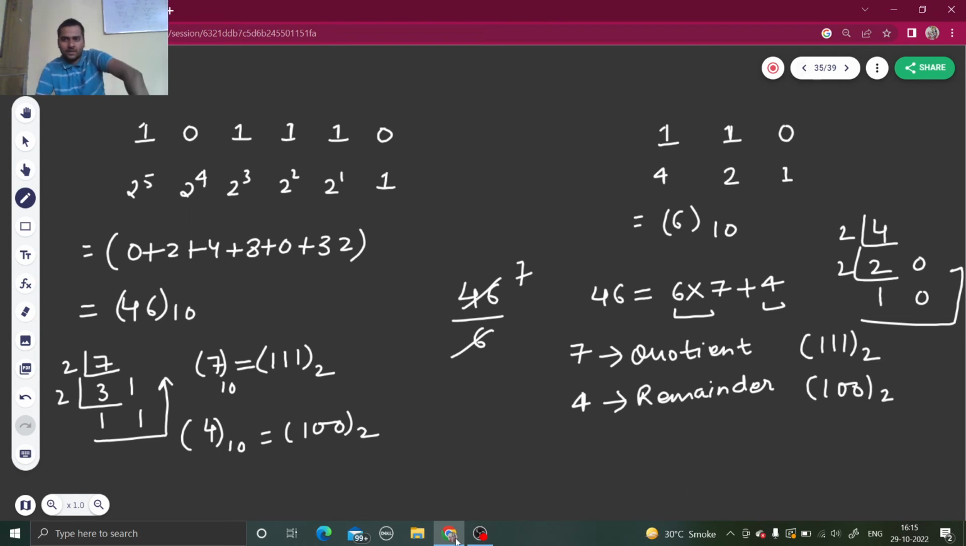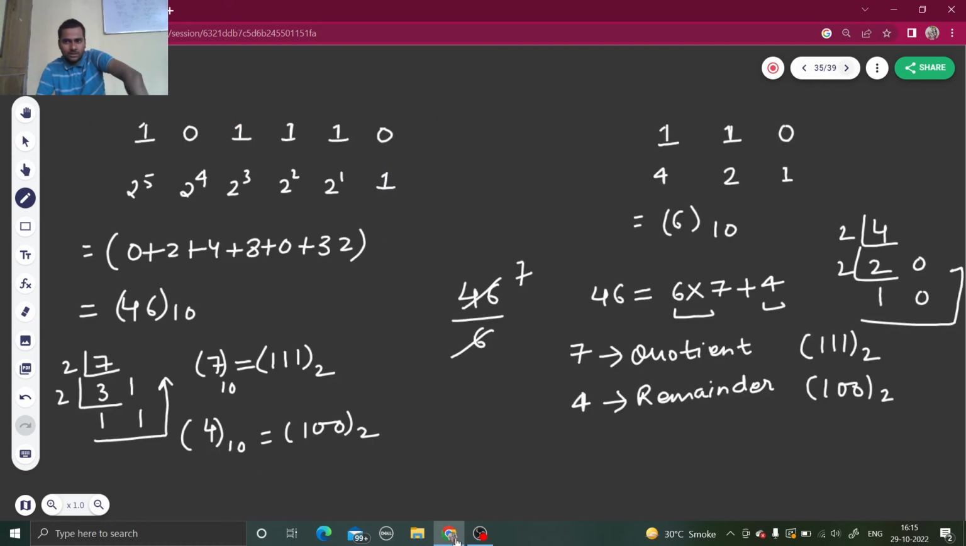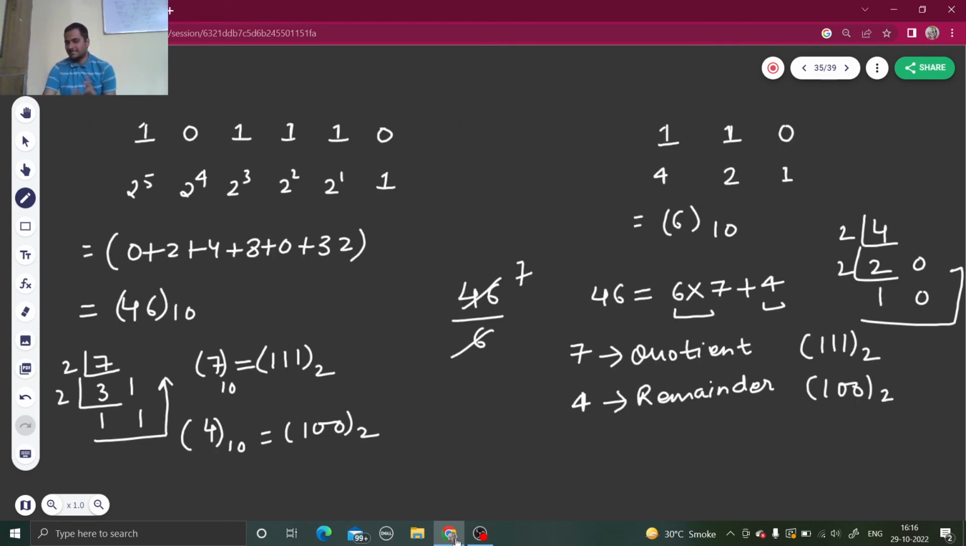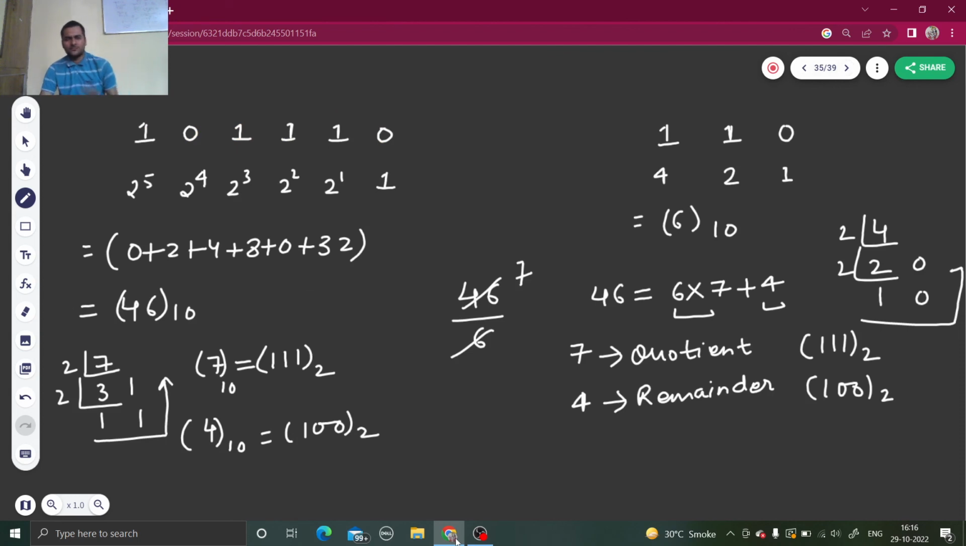Let's check whether the quotient was 111. Yes, it was. And what about the remainder? Was it 100? Yes, it is. So both methods give us the same result. That means we don't need to go ahead and check our solution further. We are correct, because at least we have confidence in the second method, since these are simple calculations. You might perform a mistake for some time here, but 46 divided by 6 is not a big problem. 6 into 7 plus 4: 4 is your remainder, 7 is your quotient.